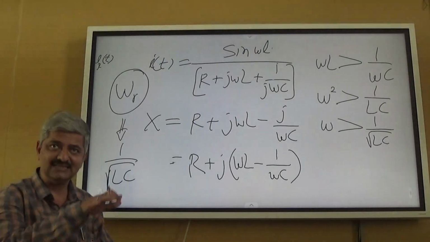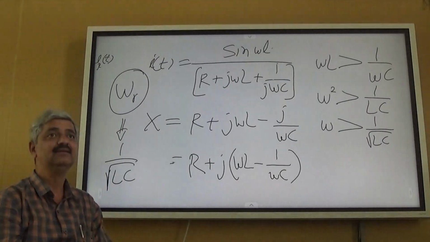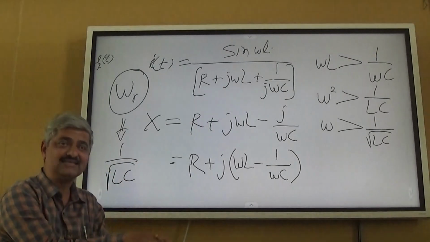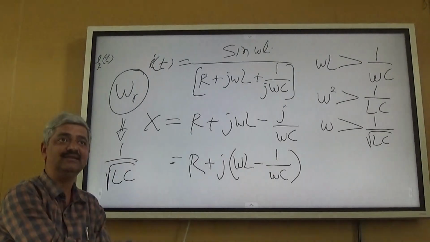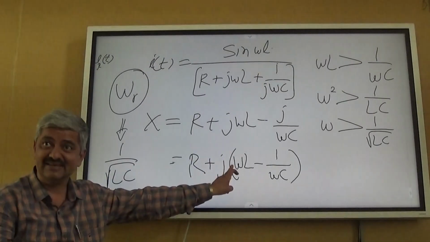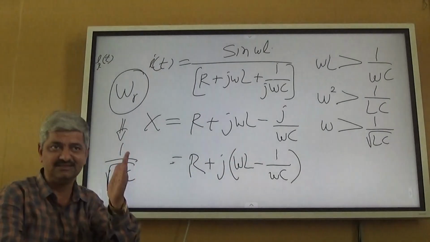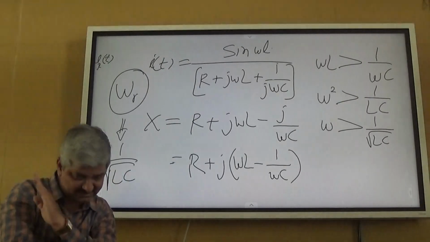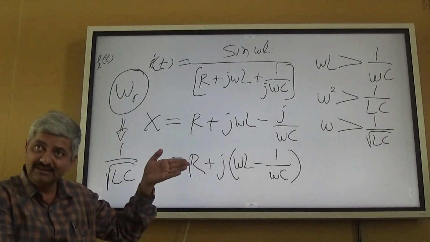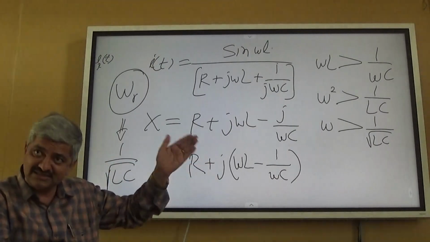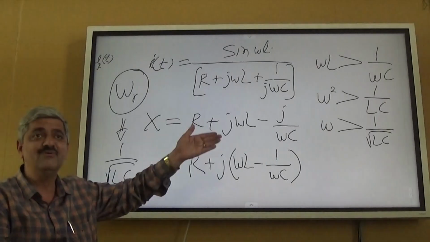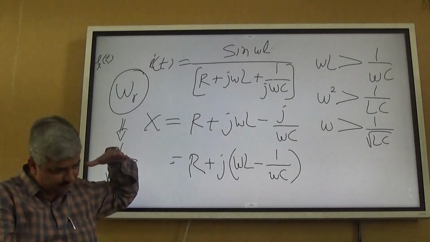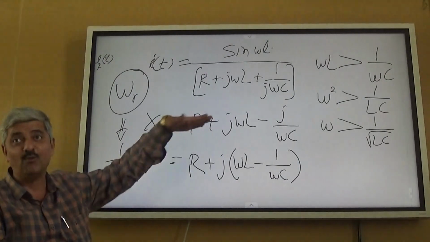When omega is less than 1 upon root LC, 1 upon omega C would be more than omega L. So it would be minus J. So it will be capacitive. For frequencies less than the resonating frequency, the RLC circuit acts as a capacitive RC circuit with a complex impedance having a real and a negative imaginary component. For frequencies above, it acts as an RL circuit with complex impedance having a positive imaginary component.